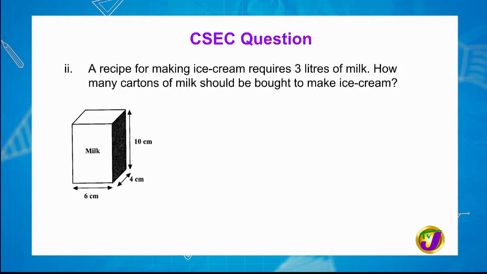My favorite part. So a recipe for making ice cream requires 3 liters of milk. How many cartons of milk should be bought to make the ice cream?